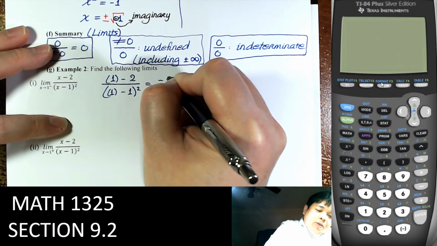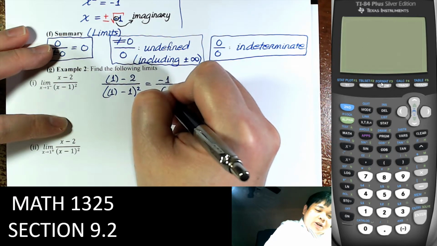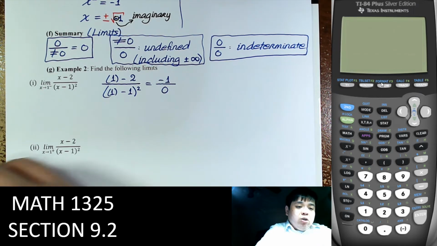So we have -1 over 0. Well, of course, this is undefined, but we know that it's undefined. It could be positive or negative infinity. So let's think about this.